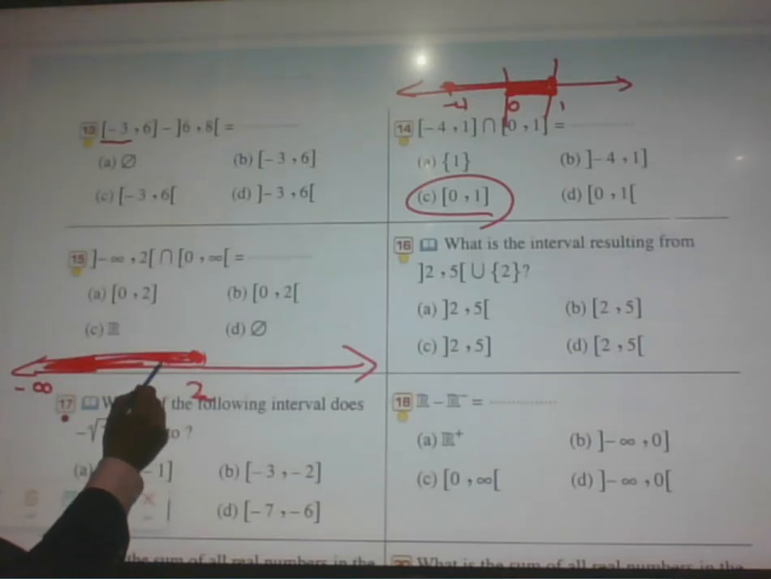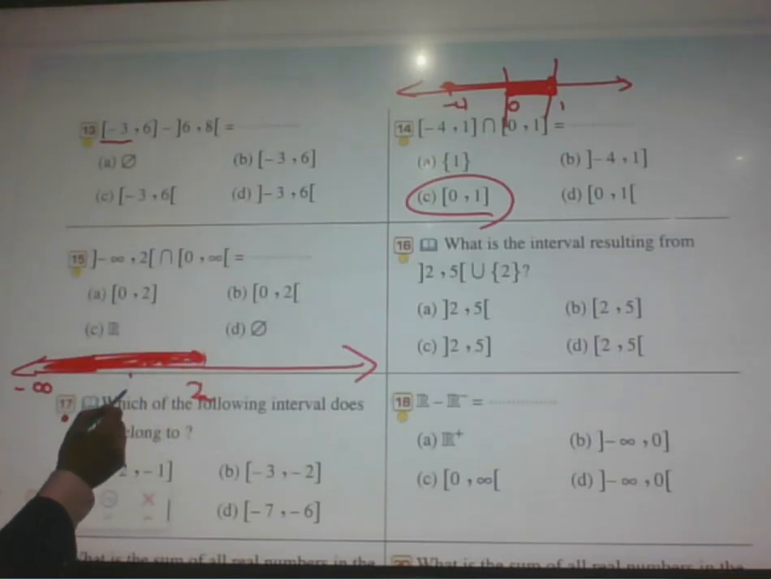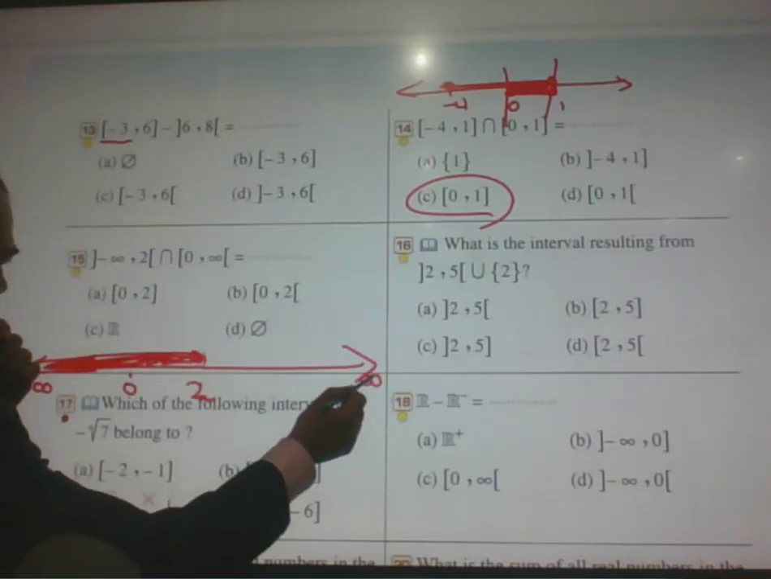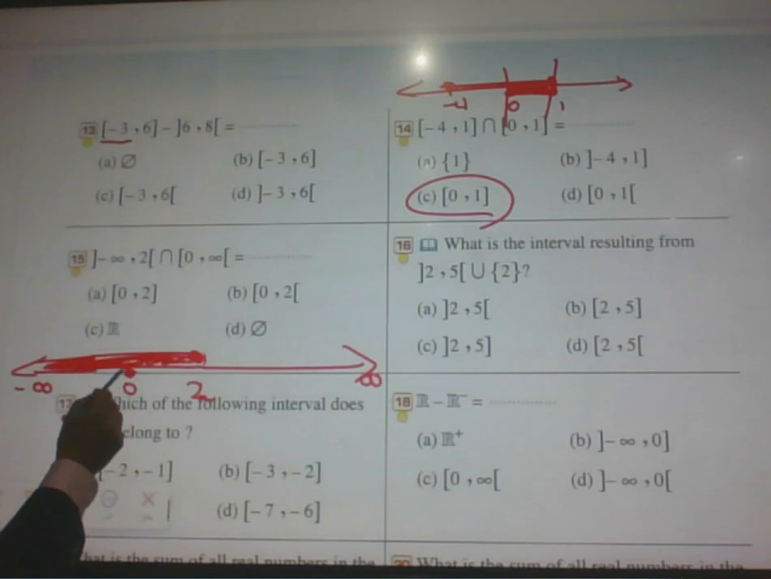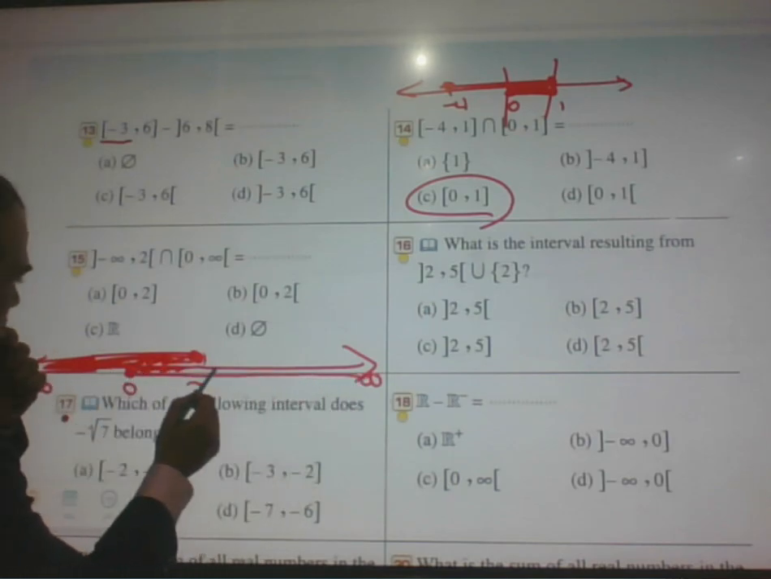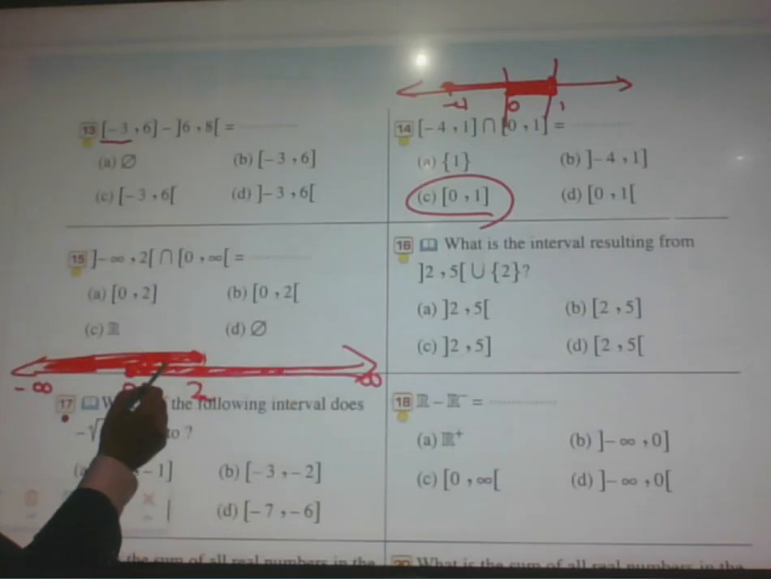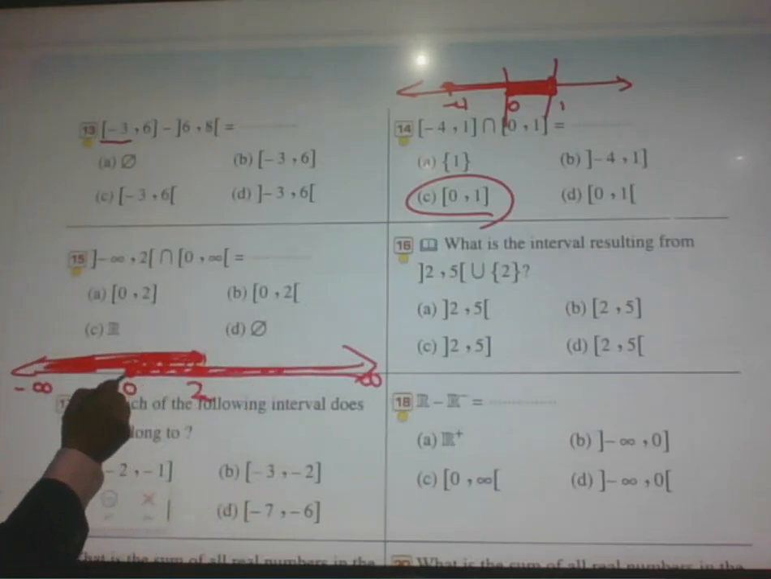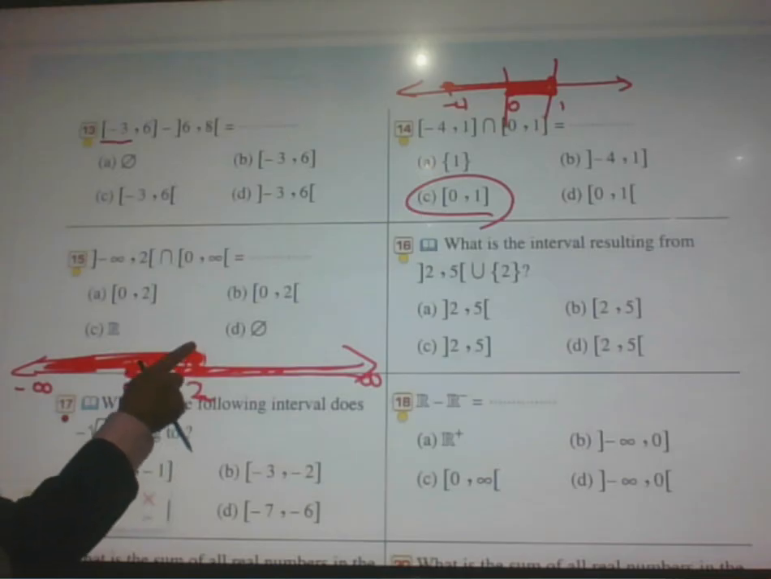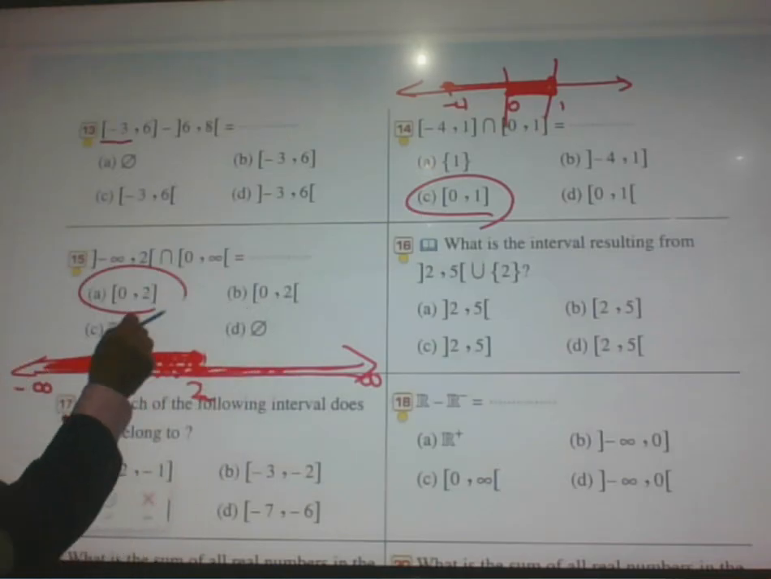And second, from 0 here to infinity. 0 was closed to infinity here. Okay, my students? Now he wants to find what? He wants to find the intersection between them together. The intersection here from 0 to 2, the intersection part, this part, okay? 0 to 2 closed intersection.